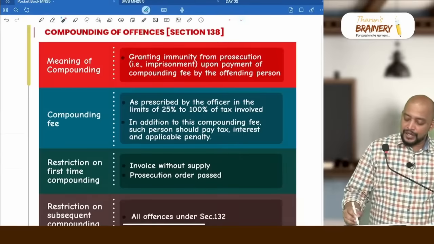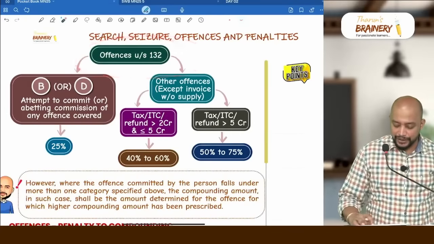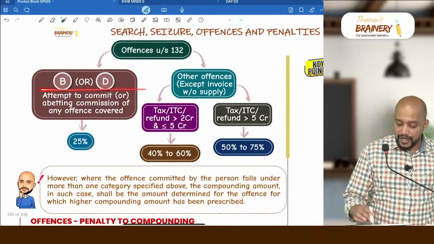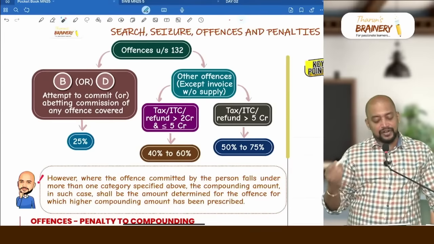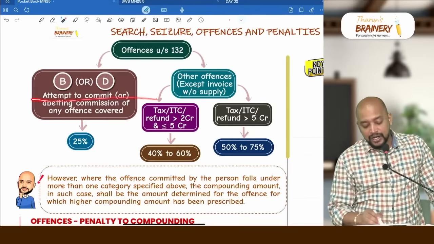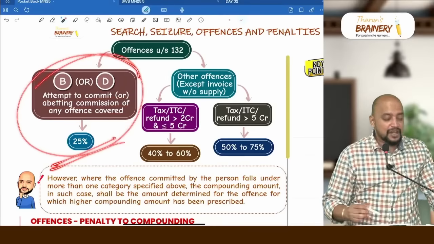But specifically if they list out the offence, and ask how much is the compounding fee for that, we have a specific point you can see below. If the offence is under section 132 and if it is books of accounts default or disposal or dealing in goods liable for confiscation or attempt to commit or abetting commission of any offences, the compounding fee will be 25%.